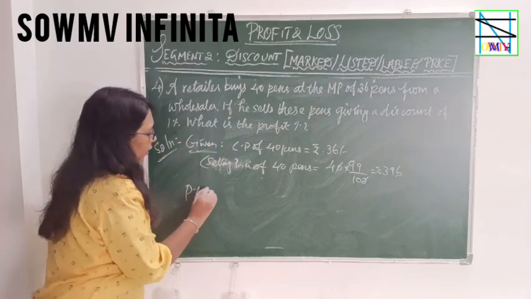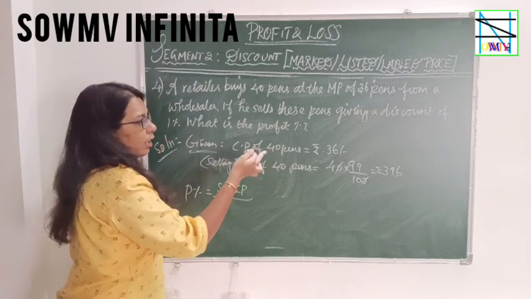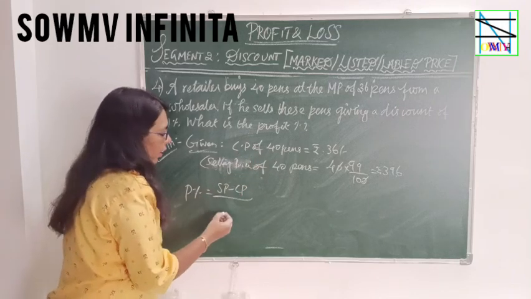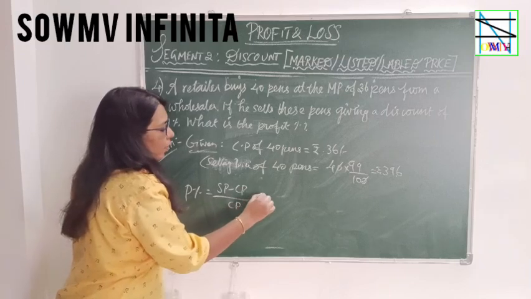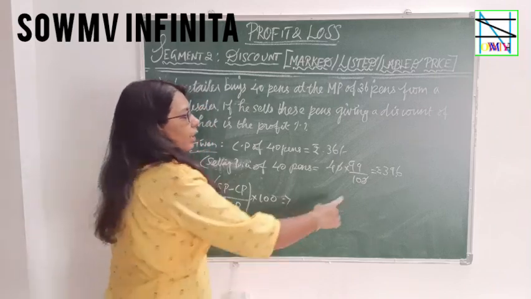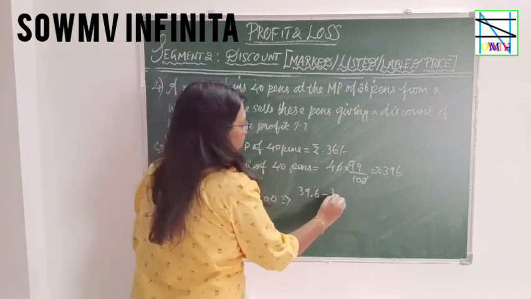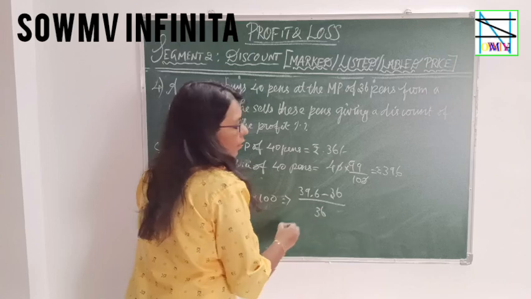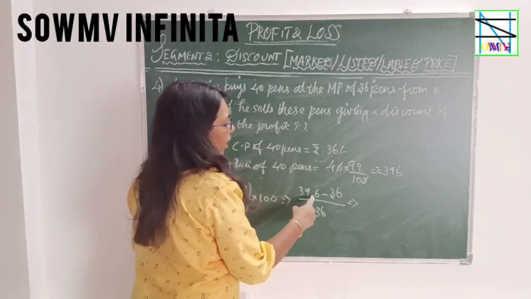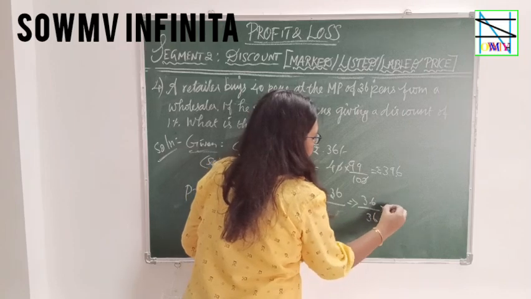So profit percent is equal to SP minus CP. This is the gain value. We already found the CP and SP value from the given question. So SP minus CP divided by CP into 100. You can directly apply this. So SP is 39.6 rupees. CP is 36 rupees. We can cancel this value. From here, 39.6 minus 36 is equal to 3.6 divided by 36 into 100.